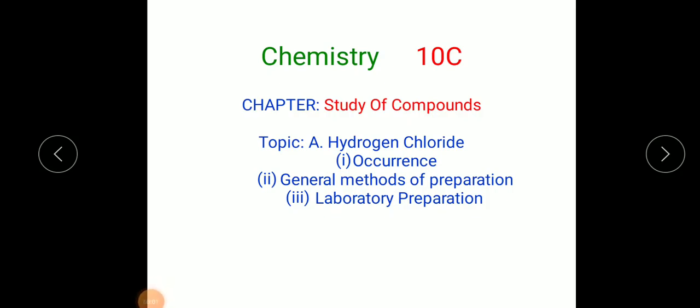Hello class 10C. Today we are going to start a chapter study of compounds, and in this we'll study hydrogen chloride, ammonia, sulfuric acid, and nitric acid, these four compounds. The first we are going to discuss is hydrogen chloride. First we'll discuss its occurrence, that means where it occurs. The second is general methods of preparation of hydrogen chloride, and the third is laboratory preparation.